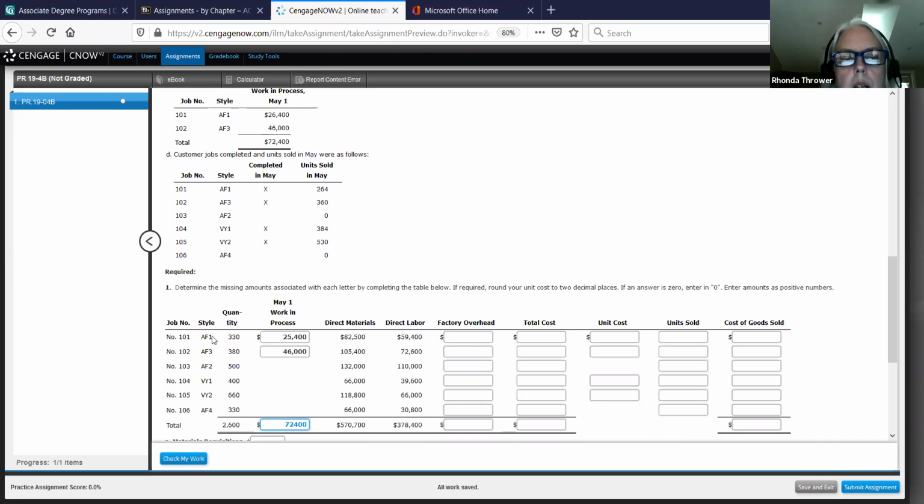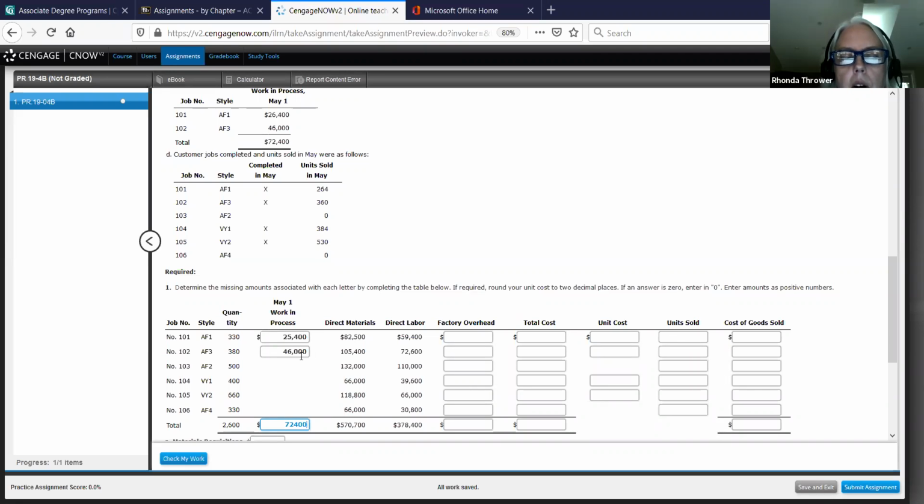Notice each one of the jobs has some materials that are going to be added to what they had already started for job number 101. These are the direct materials that are going to go into the work in process account. When you take materials out of the material storeroom, you'll determine whether they are direct materials or indirect materials. All of your direct materials will enter directly into work in process. All of the indirect materials would go straight into factory overhead.